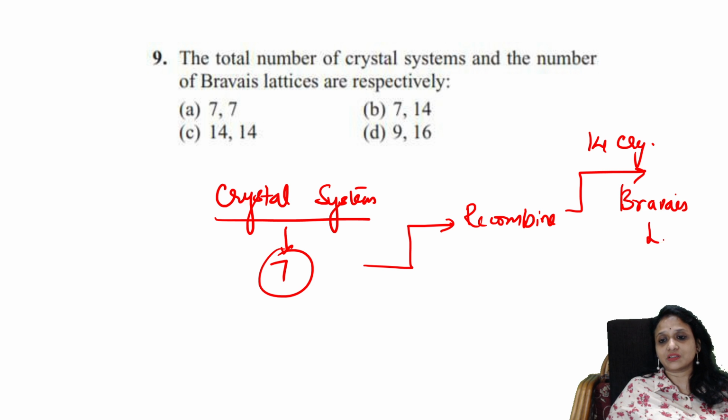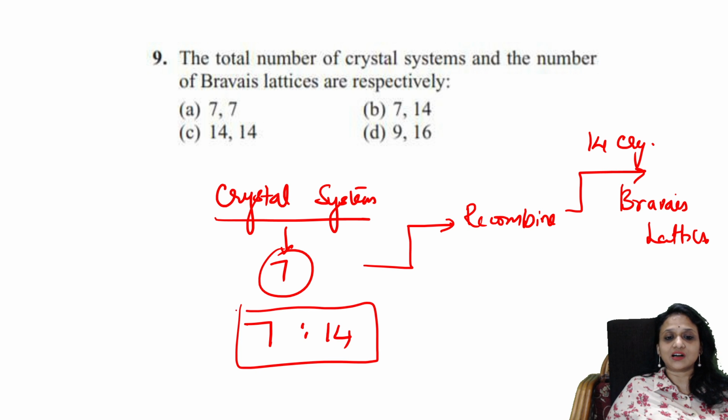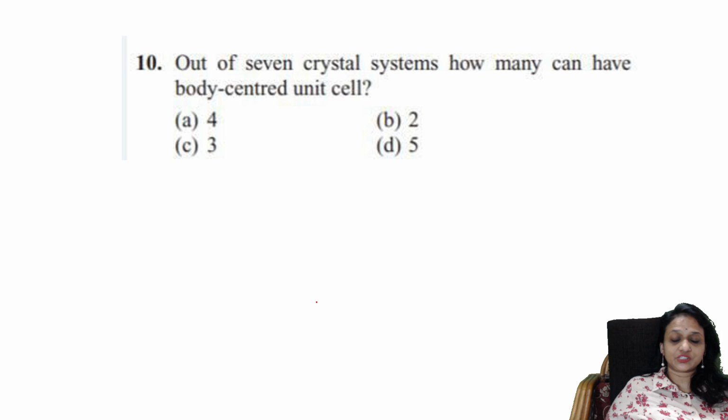Remember this. Okay, students. So what is the ratio? 7 crystal systems and 14 Bravais lattices is the answer. So which is the correct option now? B is the correct option. Okay. Next question. Question number 10.